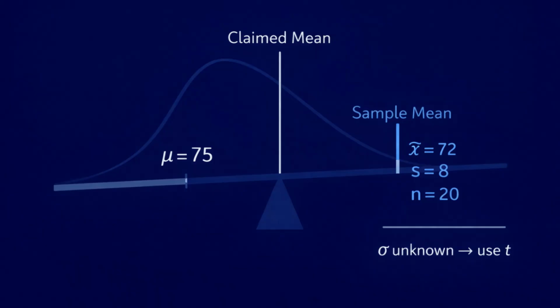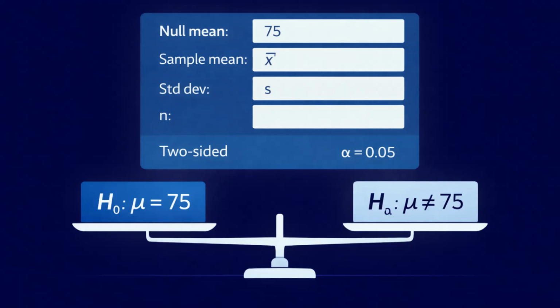Now consider a mean test where the population standard deviation is not known. Suppose a teacher claims that the average exam score is 75 points. A sample of 20 students has a mean of 72 points and a sample standard deviation of 8 points. The null hypothesis states that the population mean equals 75. The alternative hypothesis states that the population mean is not equal to 75. In the software, enter the null mean, the sample standard deviation, the sample size, select a two-sided alternative, and choose a significance level.